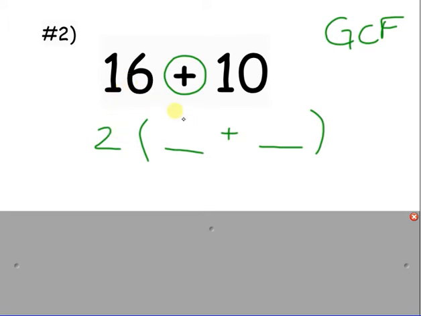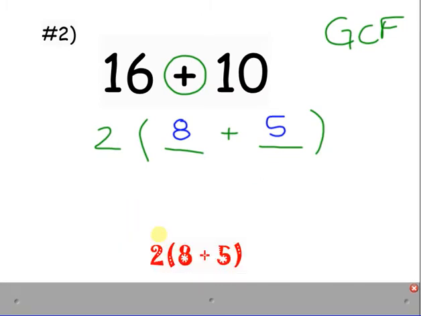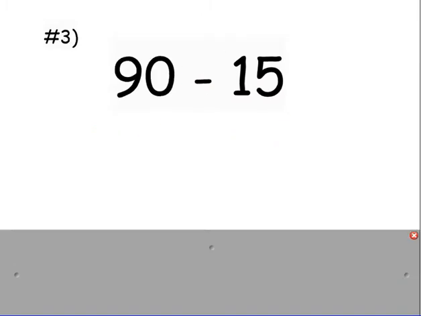2 goes into 16, 8 times. 2 goes into 10, 5 times. This is my answer. I know it looks weird, but it's because it's backwards distributive property. You're going to take your answer and work backwards to get parentheses. Okay, let's try another one.